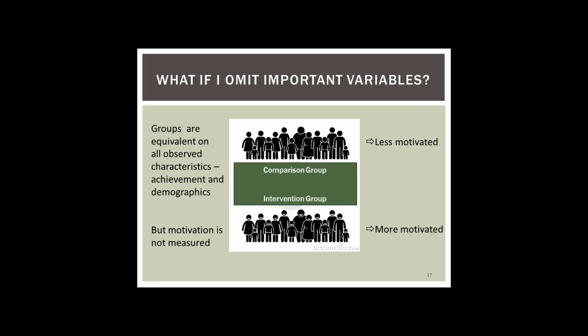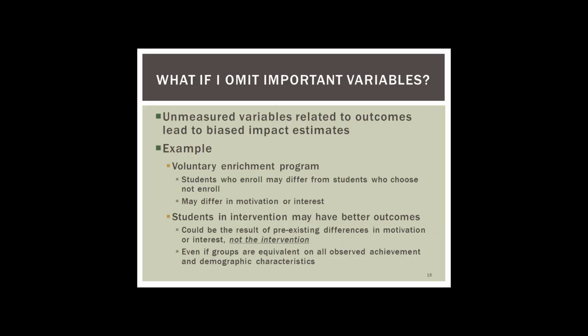So when we see outcomes and we observe differences in those outcomes, is it because of the intervention that they were just exposed to, or is it because that one group is more motivated than the other group? So that's the type of thing that can lead to biased impact.